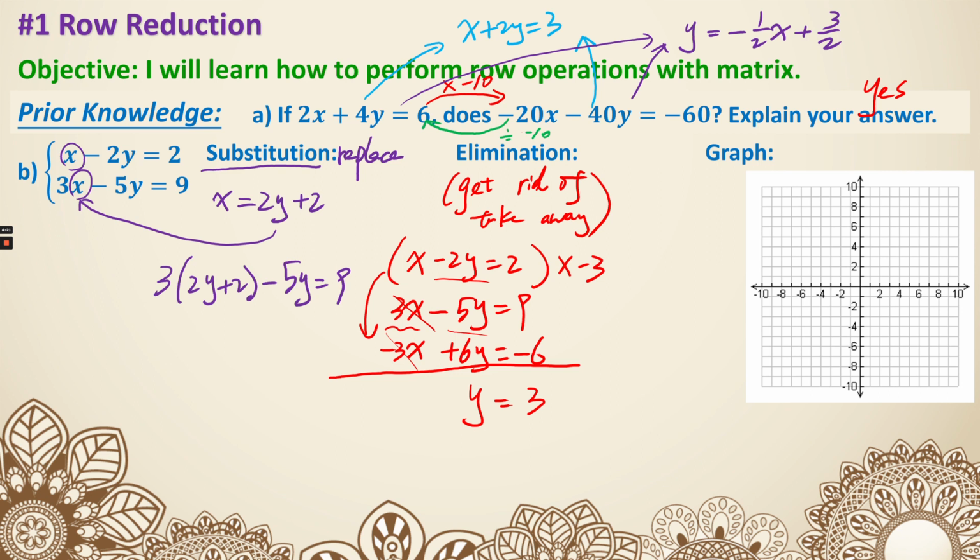Lastly, the graphing method. Whenever we want to graph an equation, we would have to rewrite it as y equals mx plus b. Or in other words, you need to solve for y so that you can actually graph them, and then you are going to find the intersection. So these are the three methods that we have learned before to solve system equations.